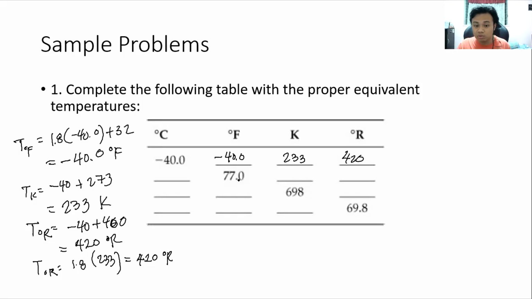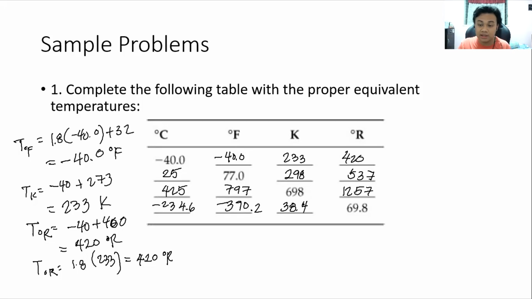Okay, so I will do all the rest. I will not show the solutions anymore. I will just show you the answers. Okay, so here is 25, and maybe you can do this in your free time. Just pause the video so that you can practice with me. Okay, so here is 425, 797, and then 1257. Okay, and then 234.6, negative 390.2, and then we have 38.4. Okay, so let's move on.